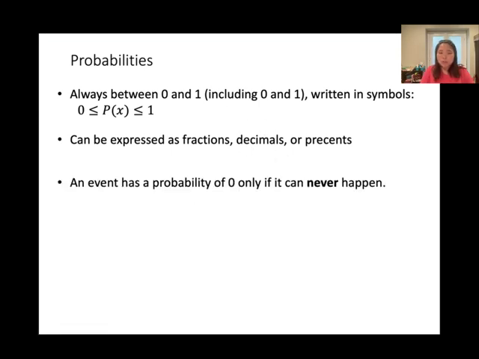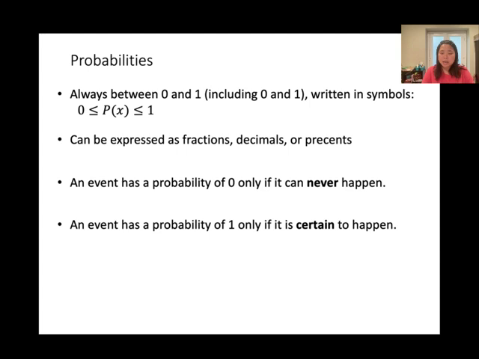An event has a probability of 0 only if it can never happen. So when I roll a six-sided die, I only have the sides 1, 2, 3, 4, 5, 6. What is the probability of getting a 7? Is it possible? No matter how many times you roll the die, you won't be able to get a 7 because there's no 7 there. It's only from 1 to 6. So the probability of getting a 7 is equal to 0 because it never happens.